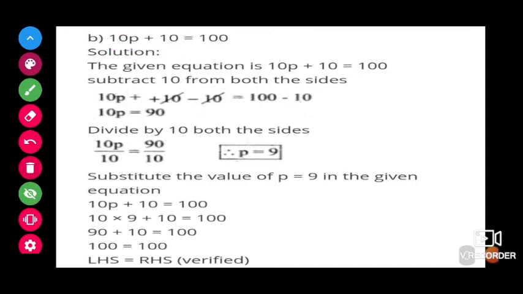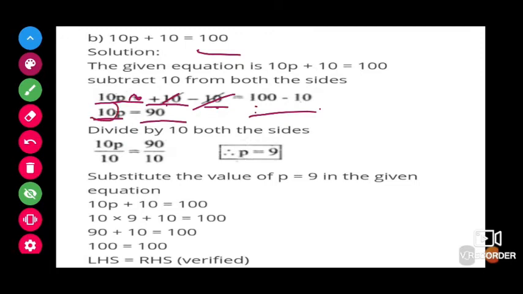So here it is 10p plus 10. If I want to remove that plus 10, I have to do minus 10. So plus 10 minus 10 cancels. Then on the other side also, the same minus 10 I have to do: 100 minus 10. Now the 10 and plus 10 minus 10 will get cancelled. The remaining is 10p equals 100 minus 10, which is 90.